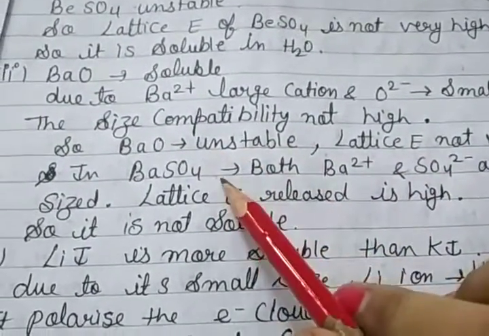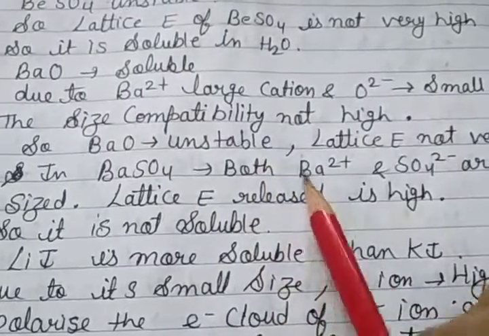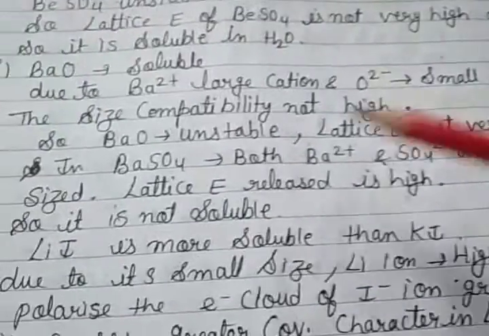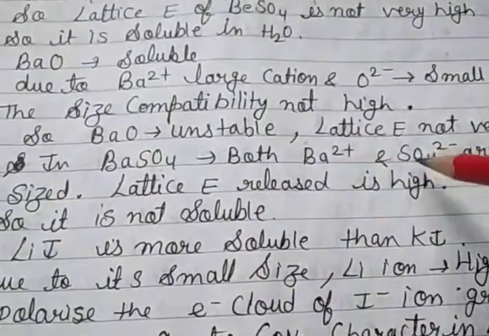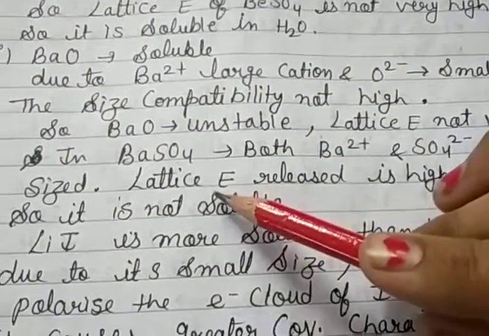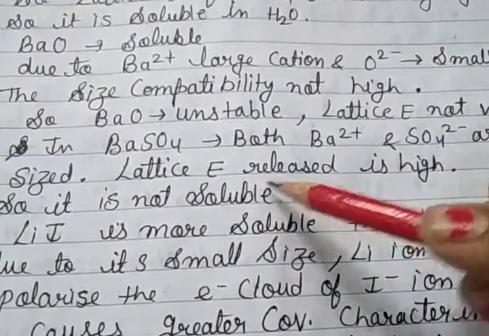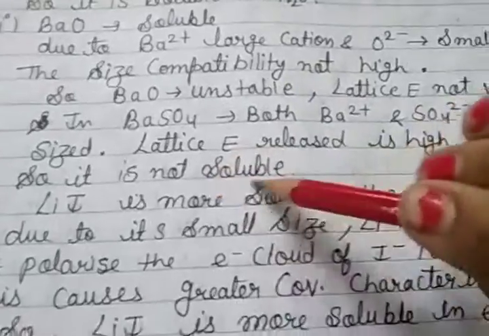So in barium sulfate, both barium 2 plus and the sulfate ion are a large cation and a large anion. So both sizes are large and the lattice energy released is high. So it is not soluble.